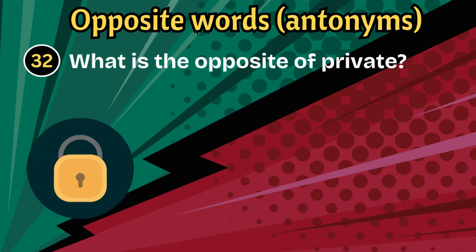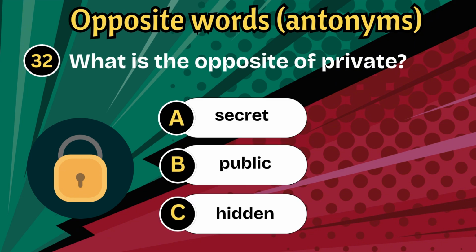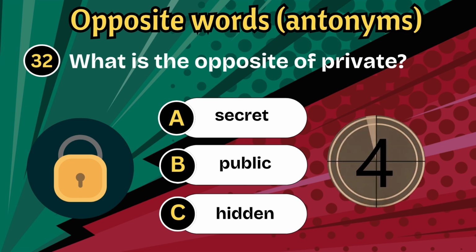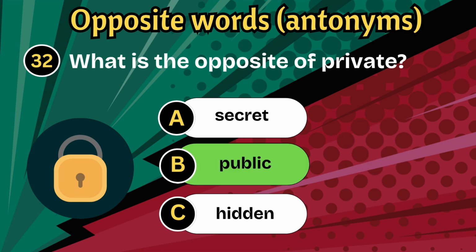What is the opposite of private? Let's find out if you made the right choice. The correct answer is public. Private means something is just for you or your family, like your bedroom or a secret you don't have to share, while public means something is for everyone, like a park or a library where anyone can go.